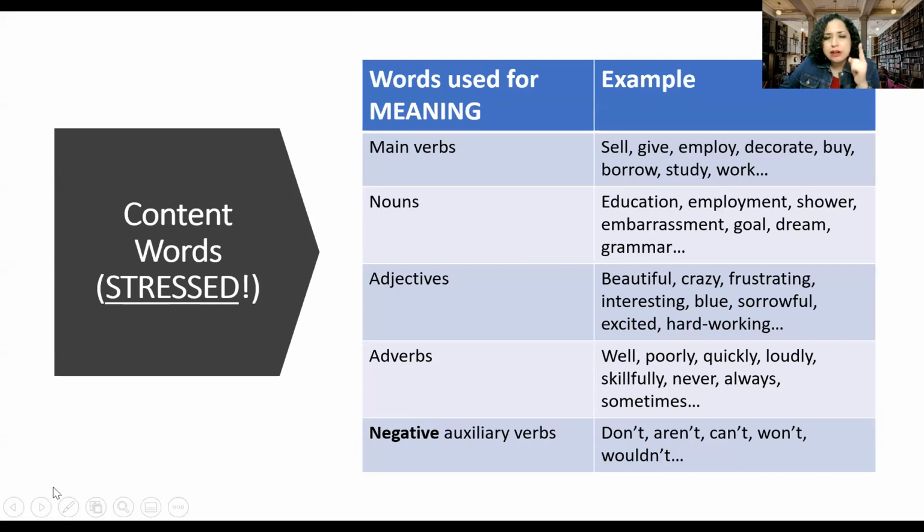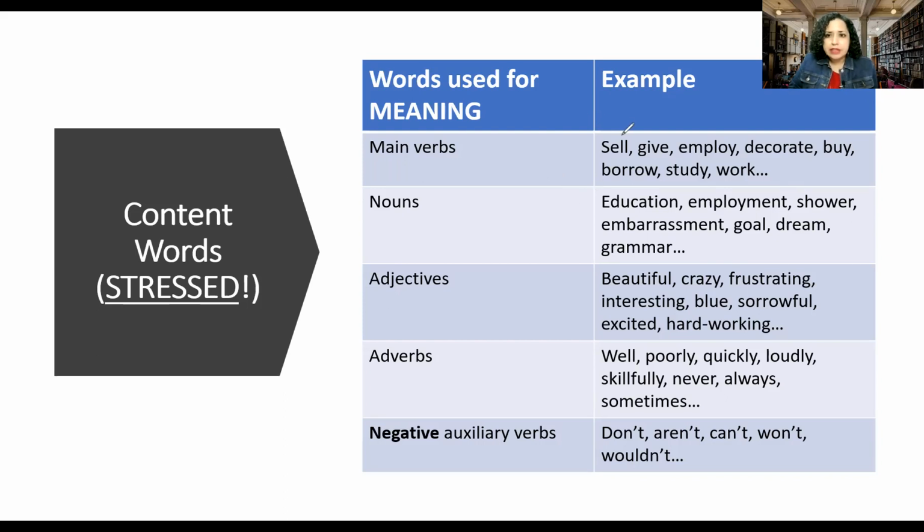So content words are stressed, let's pay attention to it. Which words are stressed? The content words, that's what we said. But which words are content words? Here you have it. Main verbs, nouns, adjectives, adverbs, and of course, negative auxiliary verbs. All of those are content words, and those are the ones that you need to remember. So let's take a look at the examples to remember what it means to have main verbs, nouns, adjectives, adverbs, and negative auxiliary verbs.